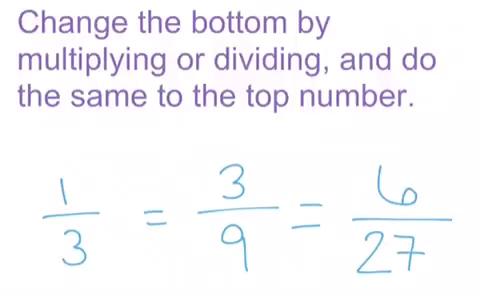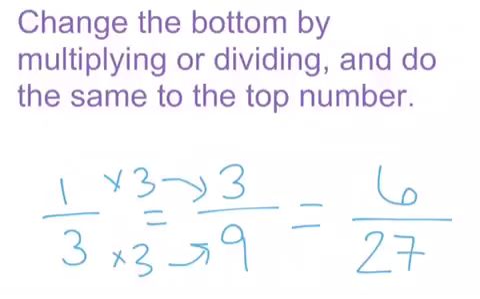So for this one, we have 1/3, which is equal to 3/9, which is equal to 6/27. And the reason they're equal is because you can times both the top and bottom number by the same number to get an equivalent fraction. So 1 times 3 gets me to 3. 3 times 3 gets me to 9, which means that 1/3 is equal to 3/9.